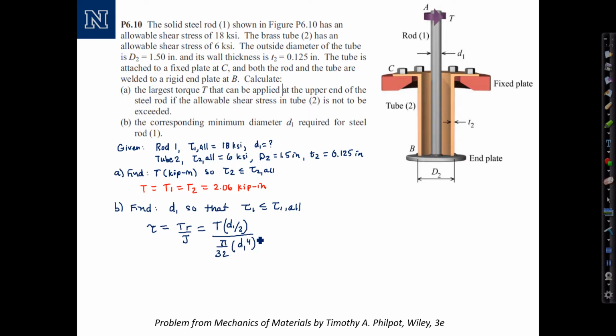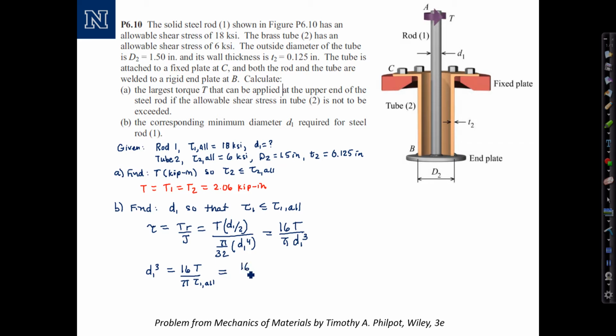This simplifies a little bit. The 32 is going to come up top, divided by 2. I have 16T, and then over pi, I have a D1 on top and a D1 to the fourth on the bottom, which reduces to D1 cubed on the bottom. Okay, so now I can manipulate this a little bit further to solve for D1. I'll solve for D1 cubed first, equal to 16T over pi times tau1 allowable.